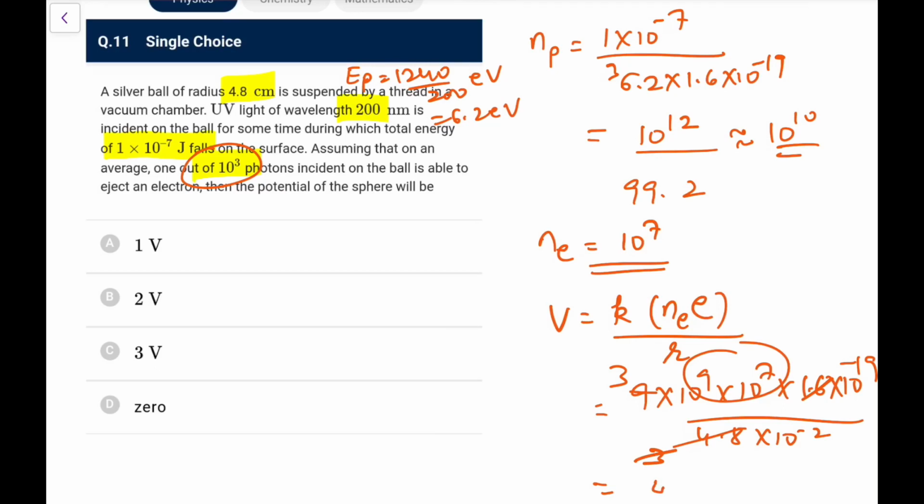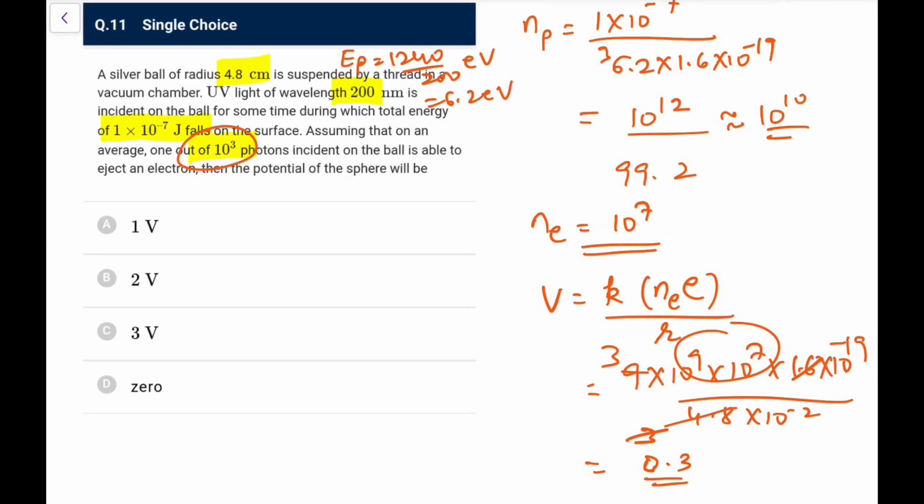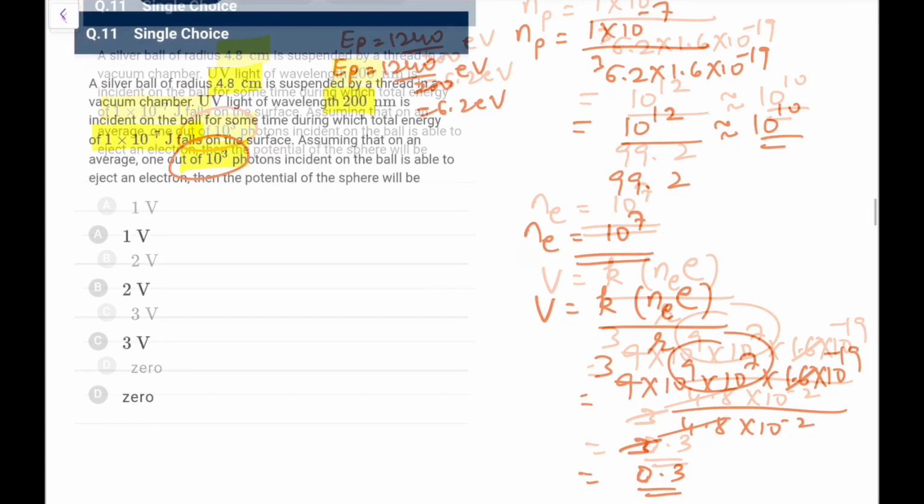So it would be 0.3. I'm getting 0.3, it should be 3, I suppose. There must be some calculation thing that I have gone wrong. Let me do it again. 9 and 7, 16 and 2, 18. So I'm missing something. It is 0.3 that is coming out for me.